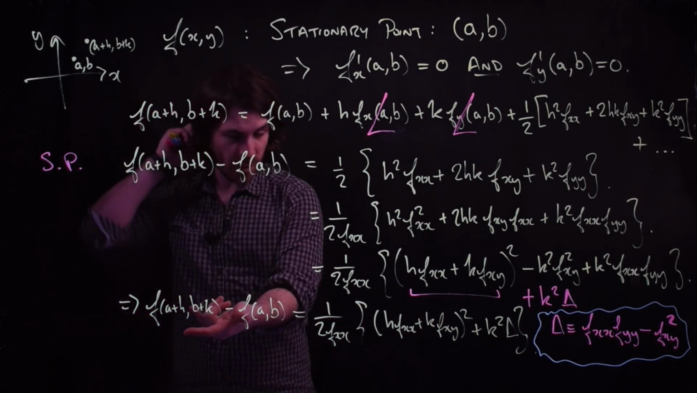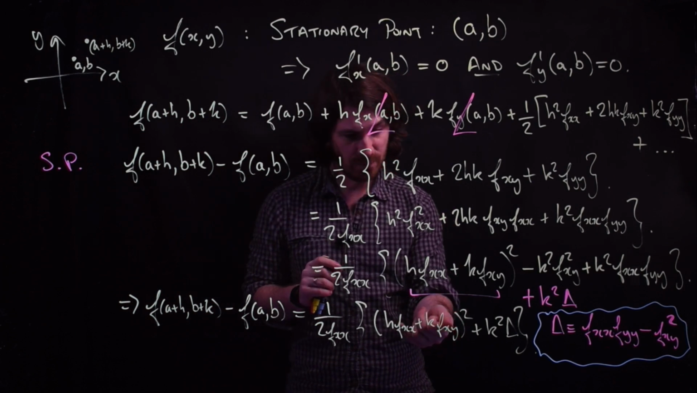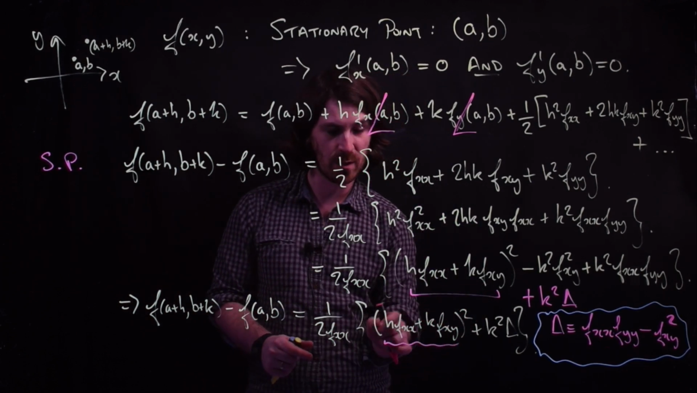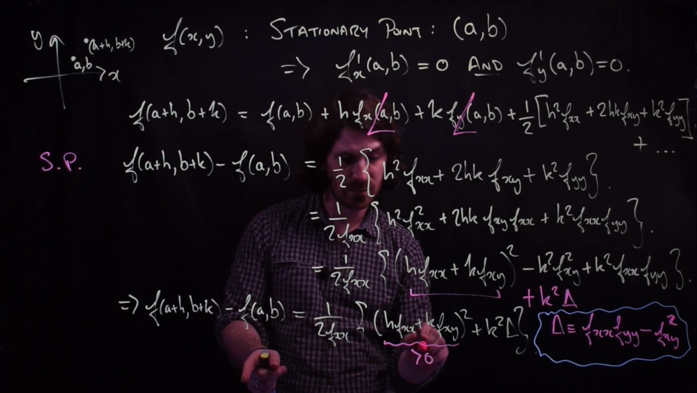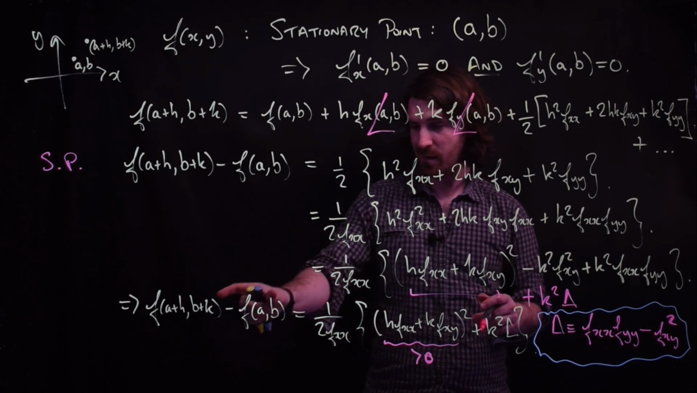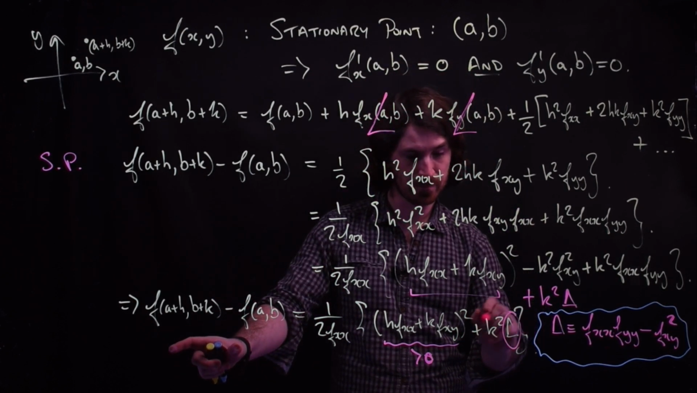Okay, so if we think about how our function changes, this term is squared. So this is always positive. This is always greater than 0. So the nature of the change in our function will depend on the sign of delta.